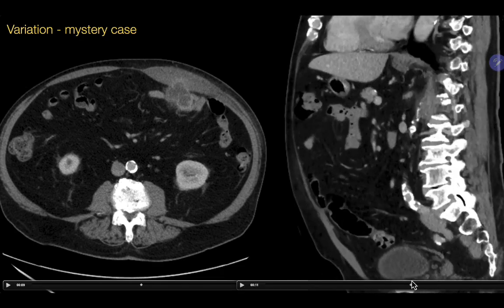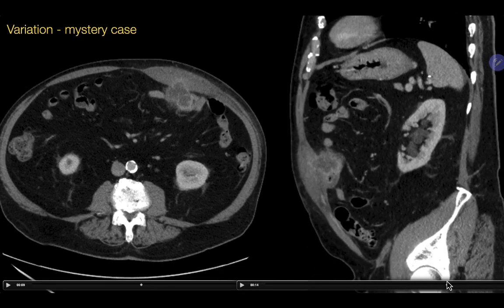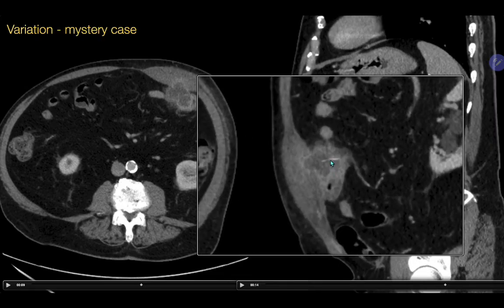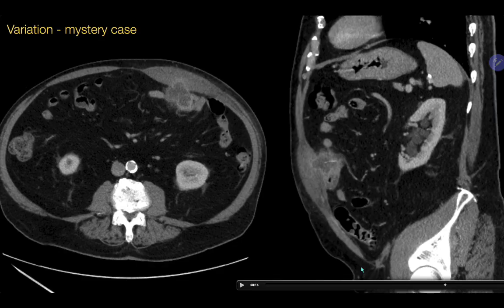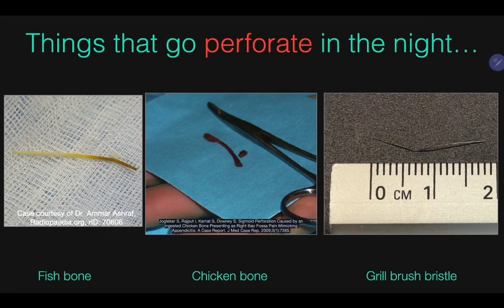The sagittal image also highlights some of the findings and shows that linear density a little bit better here. And so as you look at these images, any ideas of what this could possibly be? This was a fishbone perforation, and these are sources of perforation that you should be aware of.